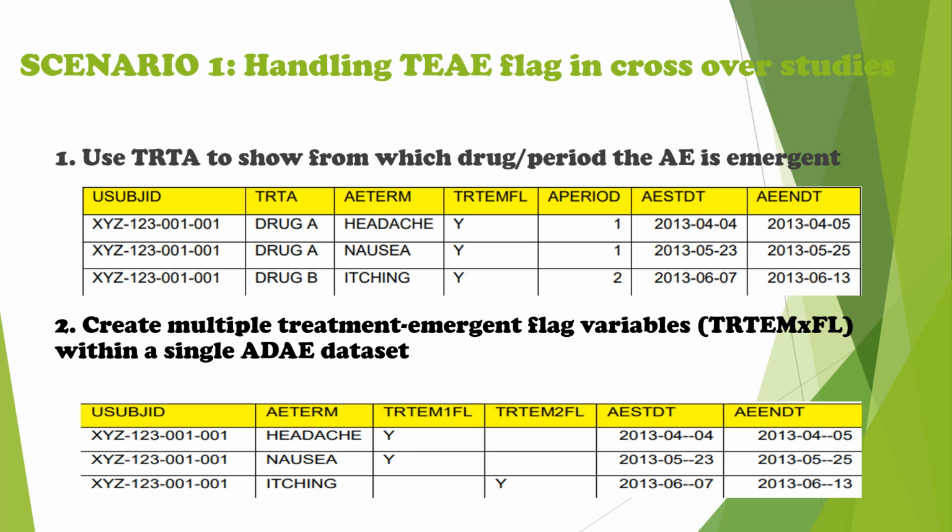The second way is to create a multiple treatment emergent flag variable with a single adverse event dataset. In this shown example, we can see that since headache and nausea occur during period 1 while undergoing drug A treatment, TRTEM1FL is populated, whereas for the itching adverse event record, TRTEM2FL is populated, reflecting that this AE occurred during the second period while the subject was exposed to drug B.